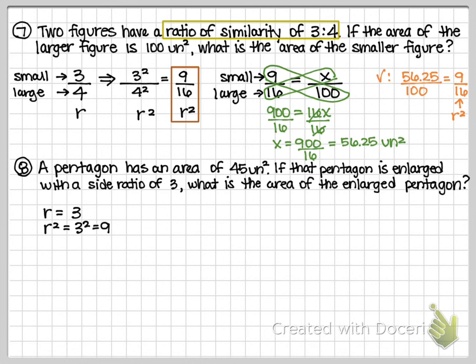So if the original area was 45 and we were trying to enlarge, so we're being told to blow it up, so we are multiplying by our new area ratio, which is 9. Let's go ahead and multiply those two together, and it looks like we're going to end up with 405. That is going to be the new area of our figure.